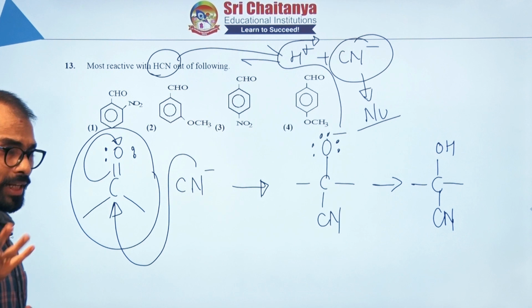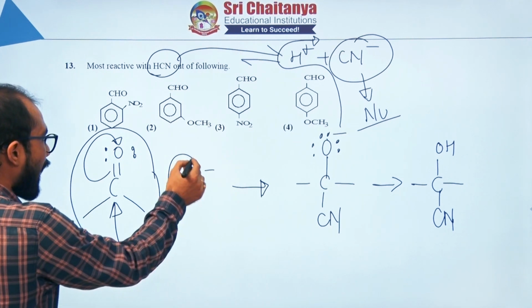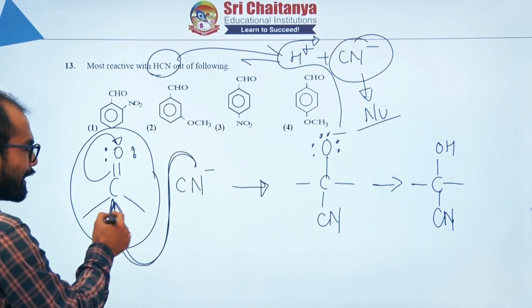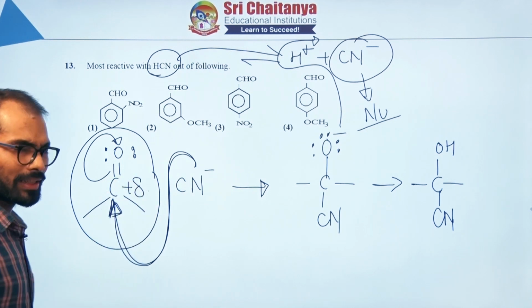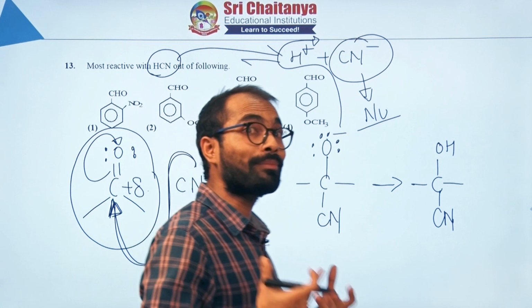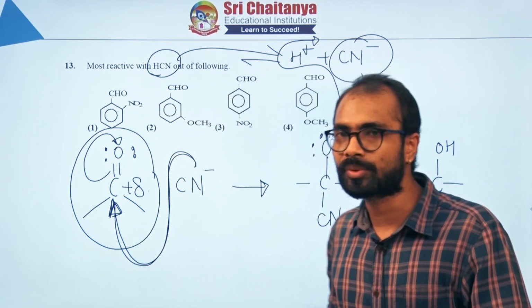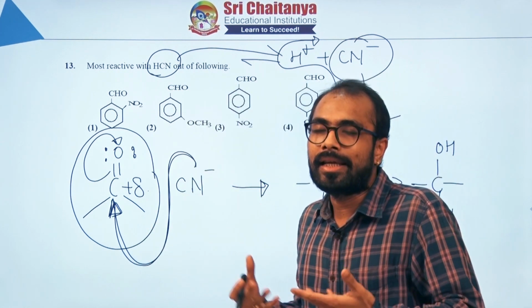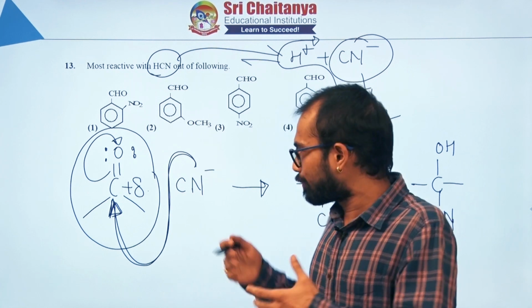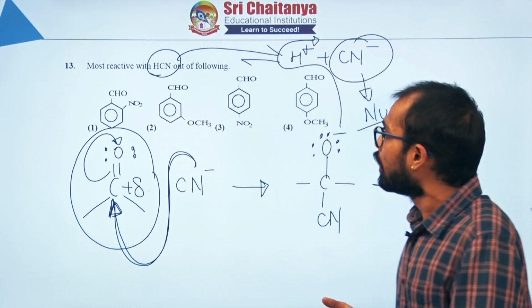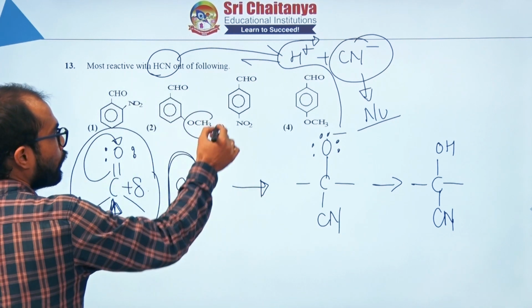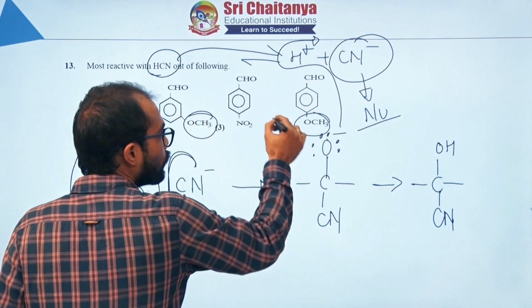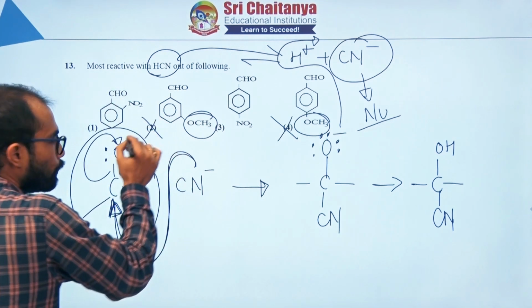Now people, please understand that this attack is important. Why is it attacking at this carbon? Because this carbon has a partial positive charge. So that means if electron withdrawing groups are attached, this will increase the reactivity of that particular carbon towards the nucleophile. So you see here, where do you have electron withdrawing groups? This is not electron withdrawing, this is not electron withdrawing, so we will reject option 4 and option 2.